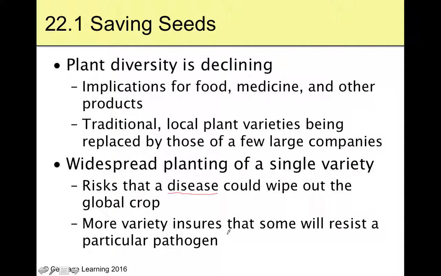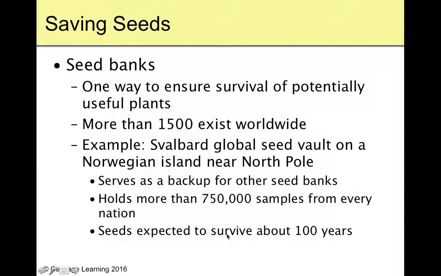So the more variety you have ensures that some plants are going to resist a particular disease. It's just like diversity in people. It's just like diversity in fungus. Plants are the same way. Diversity is a good thing. That's the benefit of sexual reproduction, right?